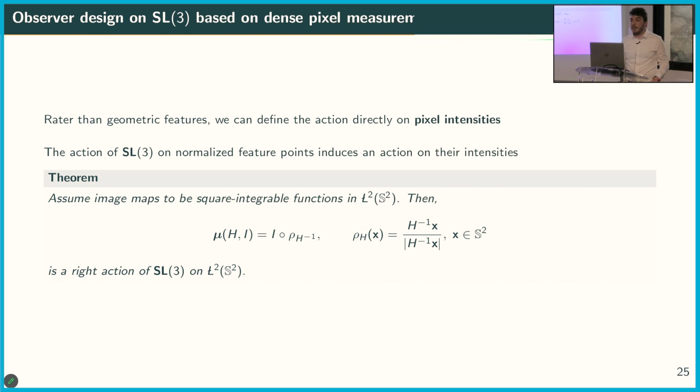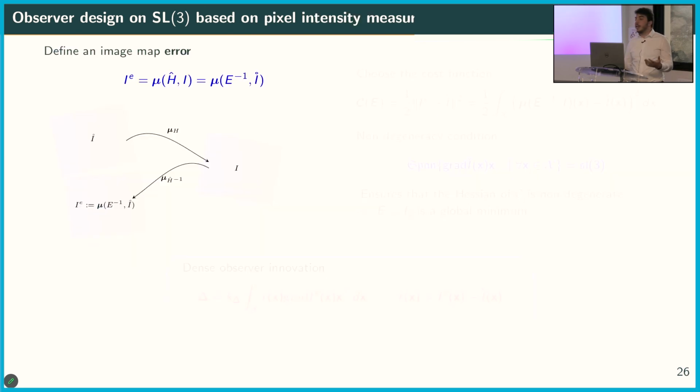Now that we have an appropriate action, we can use it to do the design that I just showed you. So the way it works is I can define an error image. I have my image I, and this image is related to my reference image using H. So I can have an H hat inverse, which will take me to an error image, which I want to converge to the reference image. If this H hat converges to H, these images will be identical.